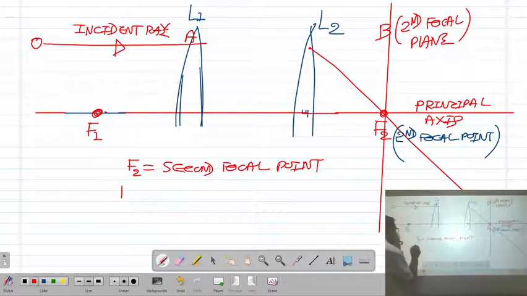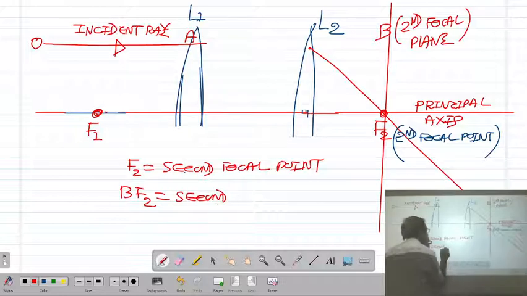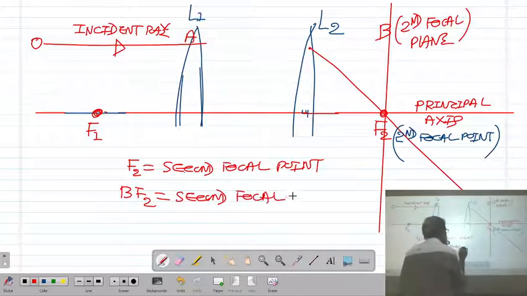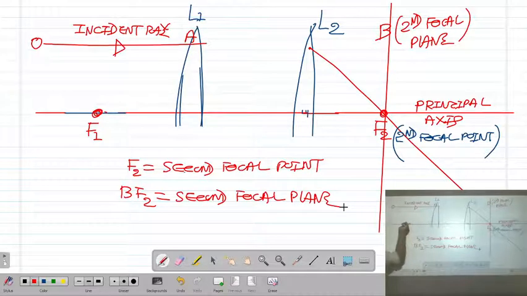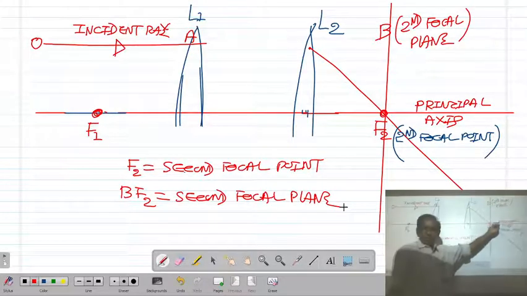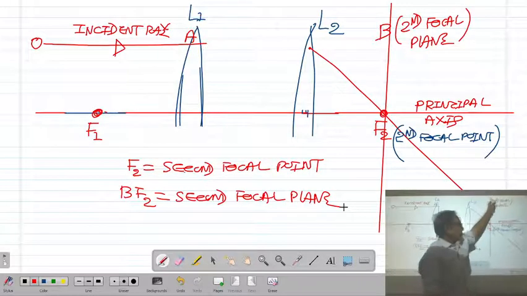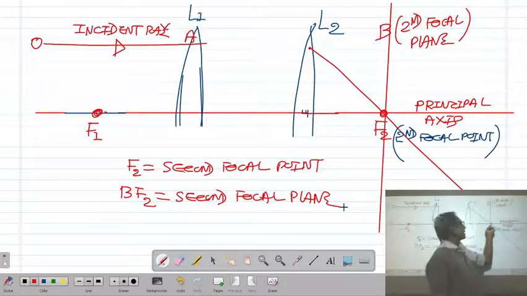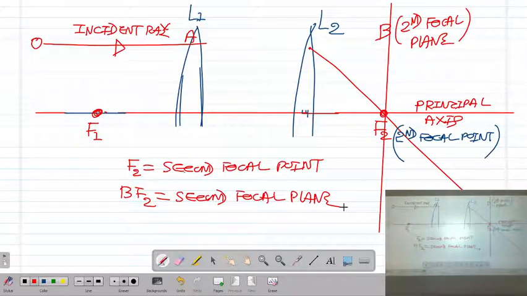So BF2 is the second focal plane. Right? F1 is the first focal point. F2 is the second focal point. The plane BF2 passing through the second focal point F2 and perpendicular to the axis is called the second focal plane. So this is about the focal planes.